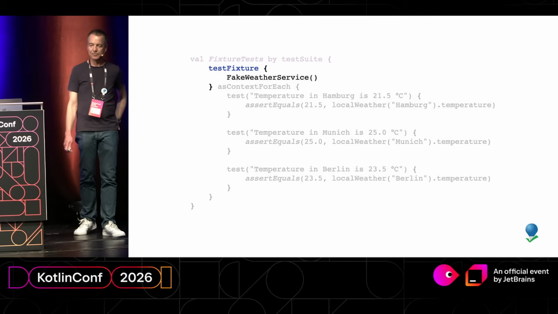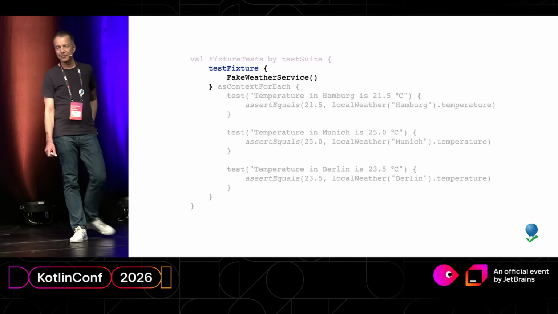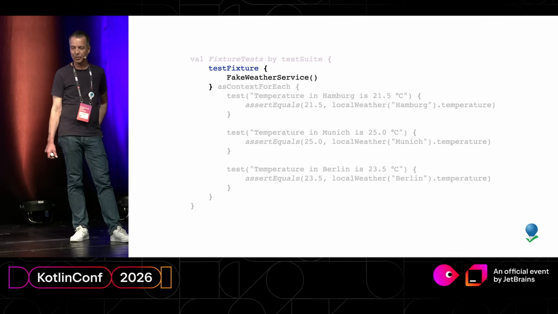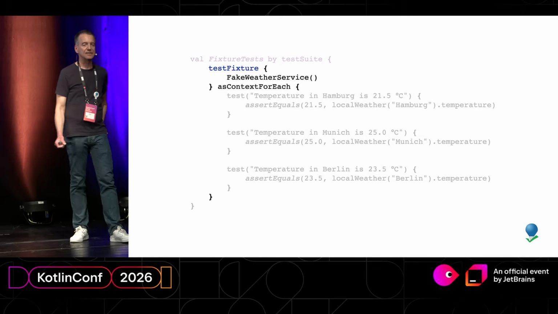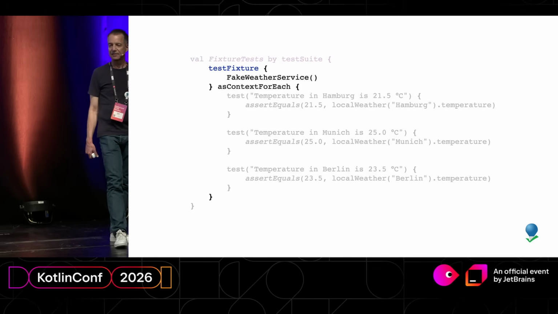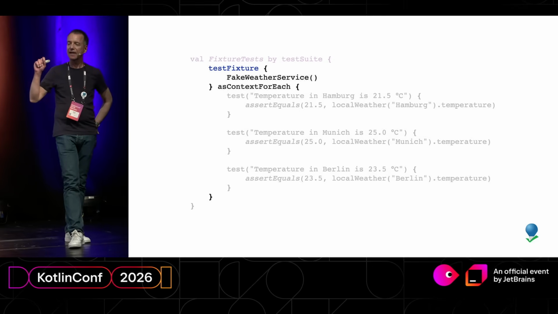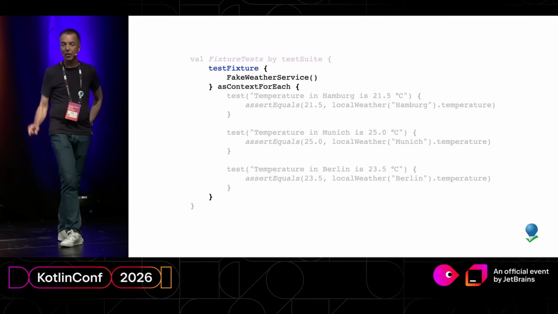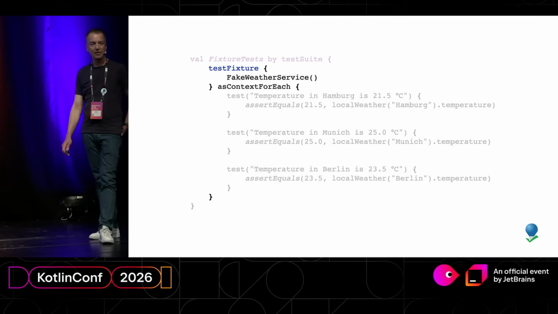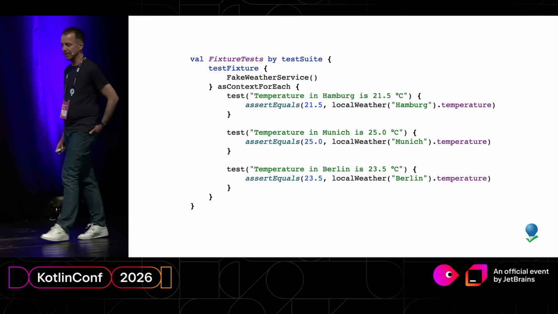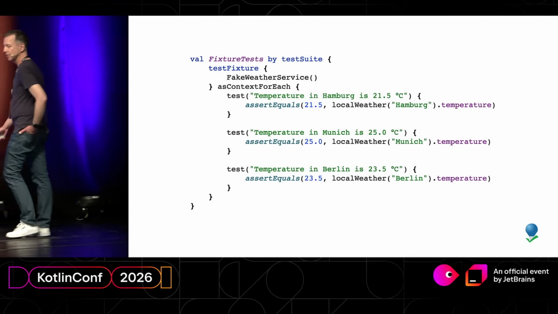Same thing in TestBalloon looks like this. We have a test fixture function where we just put in our fixture object, and that's it. And then we say, okay, provide this as a context for each test, which means we now have it as a this pointer in each test and can invoke the methods directly. Coroutines are everywhere. We don't need to configure anything or do anything special to have coroutines available where we need them. So this is what it looks like.